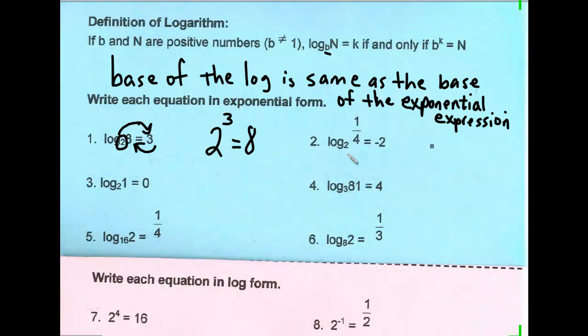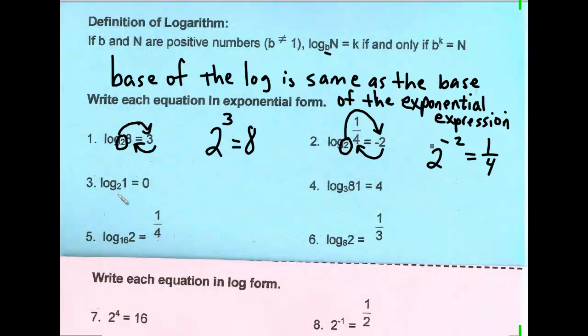Let's do the same with number 2. Put a circle around 2, draw an arrow to the negative 2, and then draw an arrow from the negative 2 to the 1/4. Starting with the base of the log, this is the base of my exponential expression. Raise it to the negative 2 power, and that is equal to 1/4.